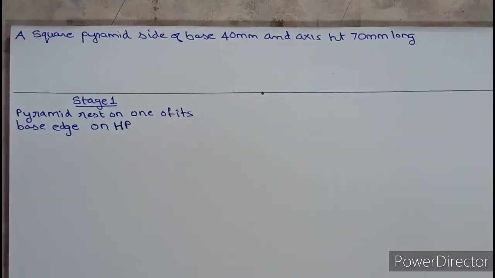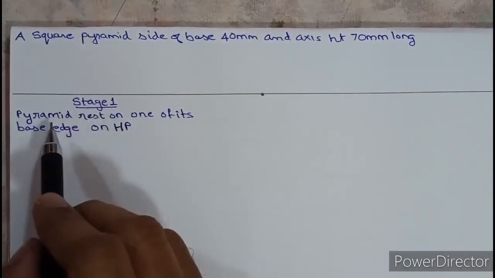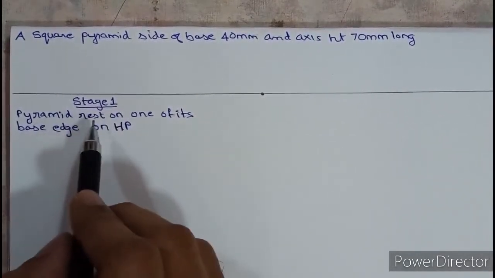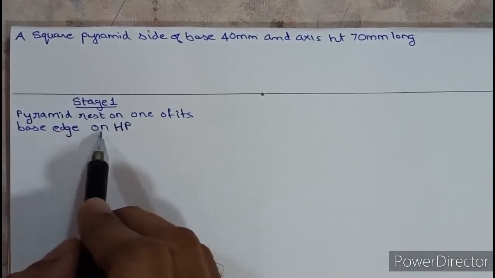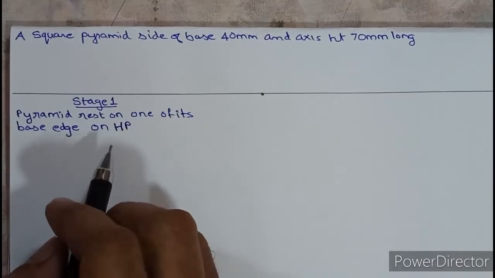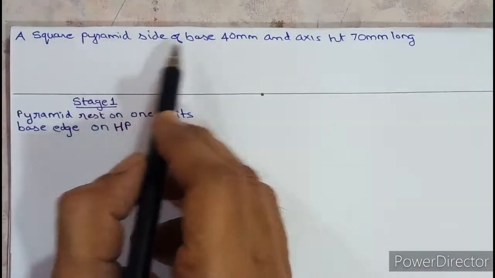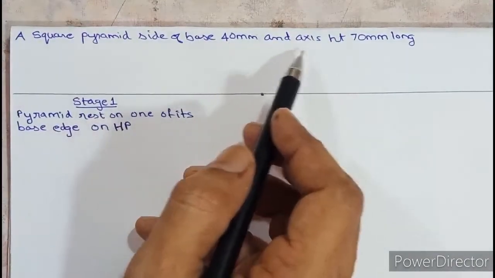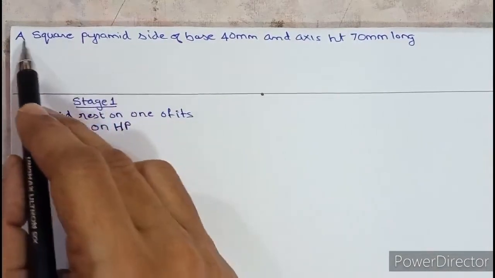For that, we will not be preparing any columns because all the 3 stages are interrelated. So if I directly say that this is stage 1, where you are supposed to draw a pyramid which rests on one of its base edge on HP. Consider that a square pyramid has side of base 40 mm and its axis height is 70 mm long. This is a partial question that you can write later on.